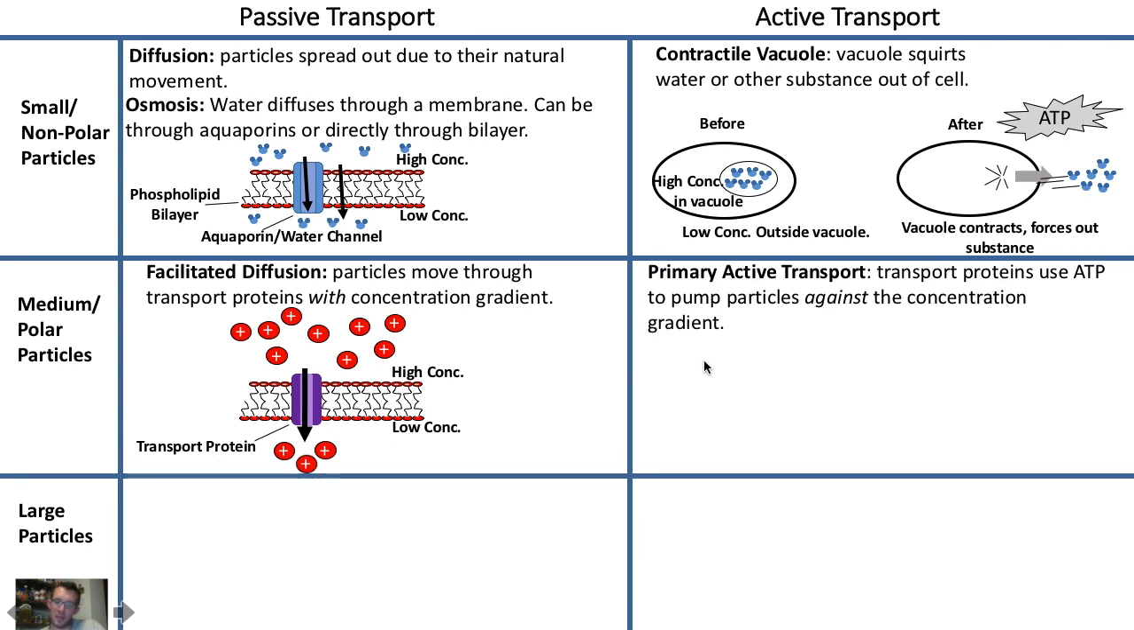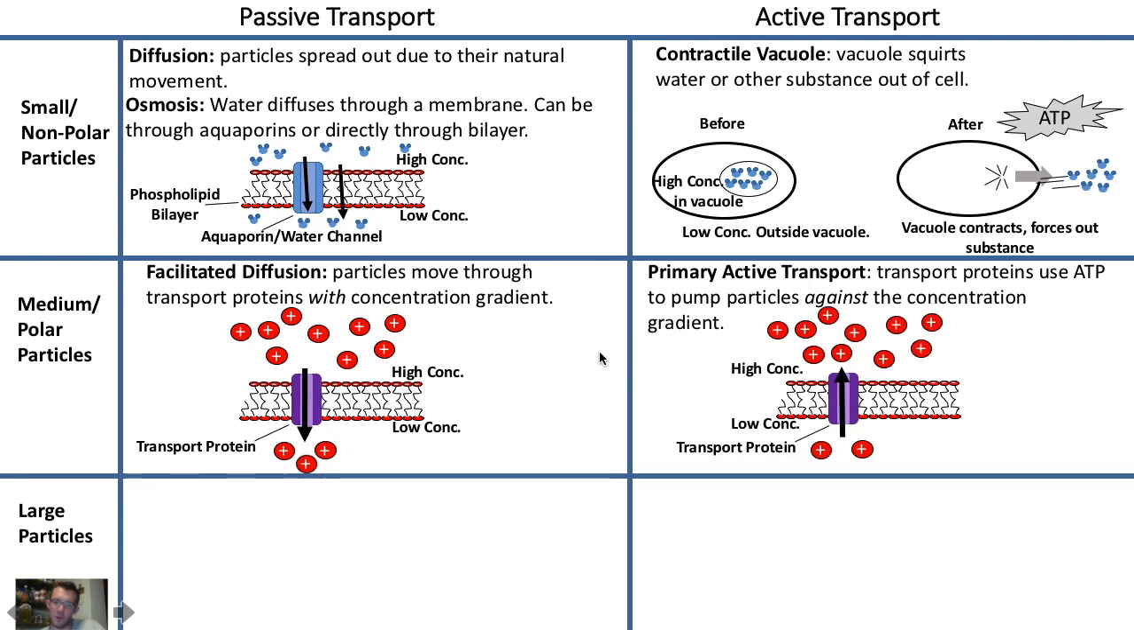Now, the opposite of this process is called primary active transport, which is when our cells pump these charged particles against a concentration gradient, from a low concentration to a high concentration. And this process requires ATP, or energy. So we'll watch that happen here.